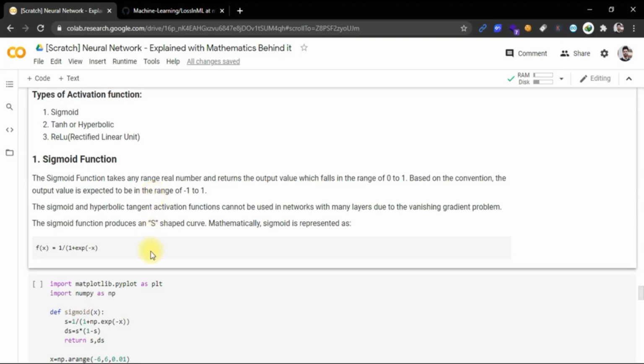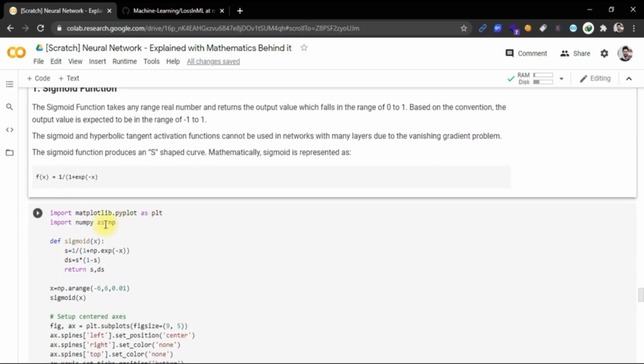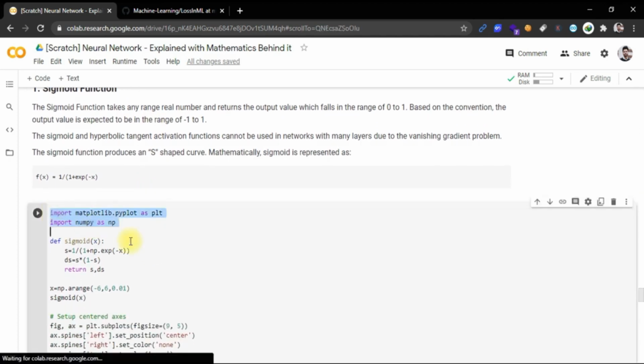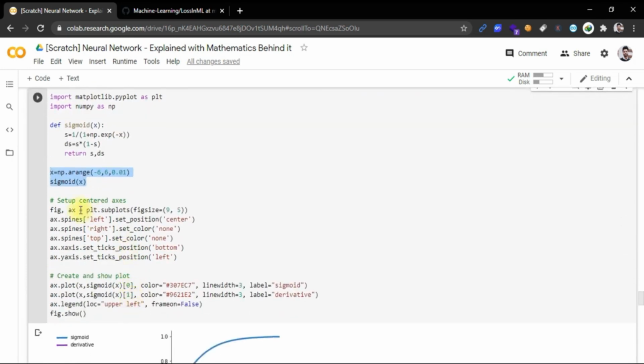Using the Python language, we can make a sigmoid function here, and we can make the derivative of sigmoid also, that is s and ds. So this is our data, and we can get the sigmoid of that data also, and then we can generate the plot here.